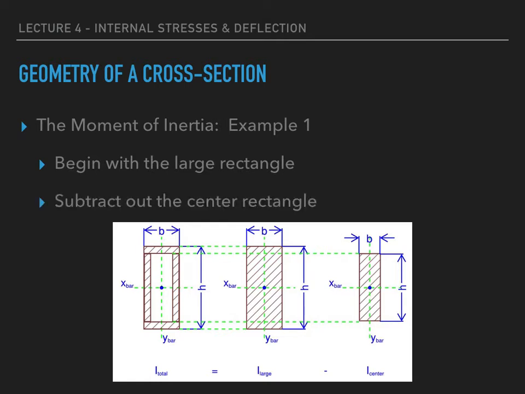Here's a quick example where I have a hollow rectangle. The hollow rectangle on the far left is equal to the larger rectangle minus the smaller rectangle, or minus the center rectangle. So you can see how that works. Really no problem. It's just one minus the other. You calculate the moment of inertia for the two solid rectangles, subtract the center from the large, and you end up with the total.